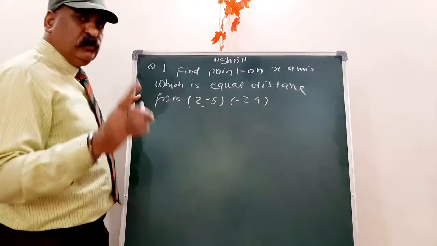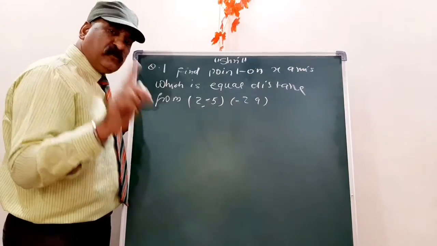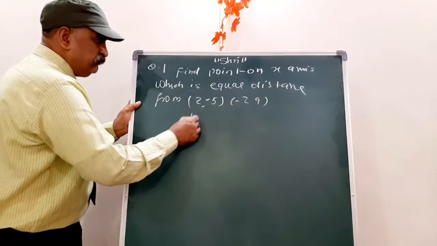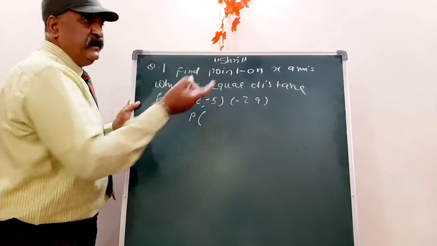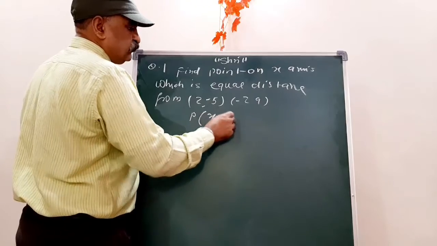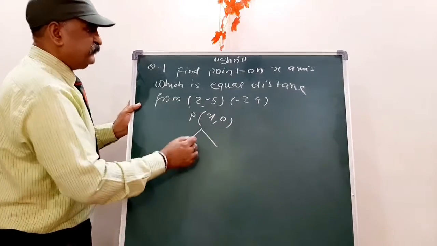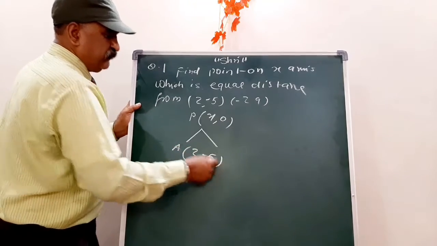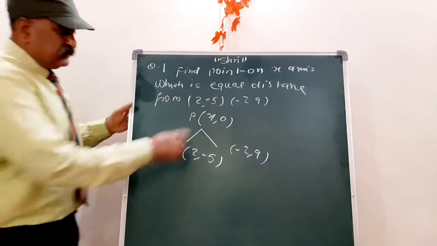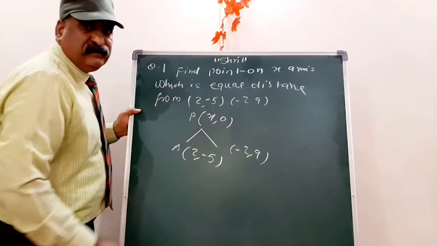And I have already told you in my previous lecture, if the point is on the x-axis, then the y-coordinate will be 0. Suppose this is a point P and the point is on the x-axis. It means the y-coordinate will be 0. The point will be x, 0. And the other points are A is 2, minus 5 and B is minus 2, 9. And this point is equidistant from these 2 points. It means PA and PB are equal.